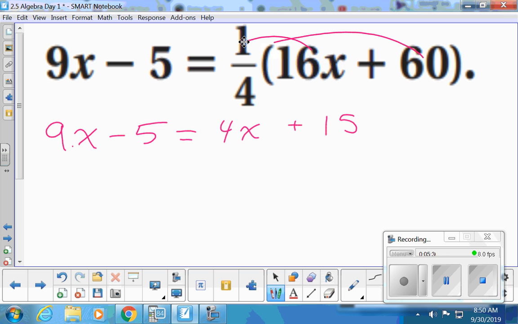So I don't know if you all heard, Anthony wanted to move the 5. That would have been fine. I just try to get my variables together first. It's just the mathy teacher thing to do. 9x minus 4x is 5x.